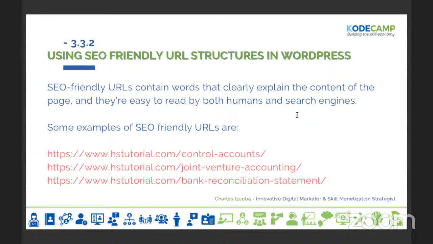So with this, you can go ahead and click on it because you know that once you click on this link, you are going to read on control accounts. The same thing happens when you click on joint venture account. It means you are going to read on that particular topic on joint venture accounting. Now, when you click on bank reconciliation statement, it means you read a topic or you watch a video, it depends, on bank reconciliation statement. So this is how your SEO URL must be structured.